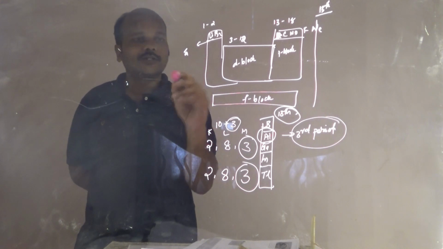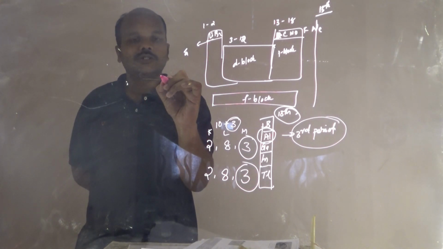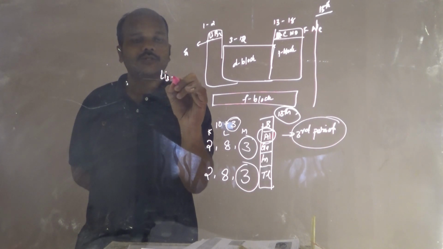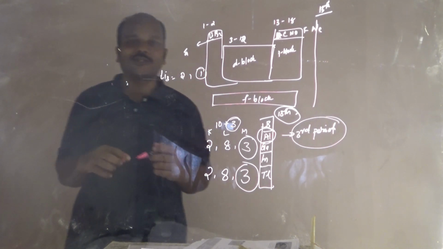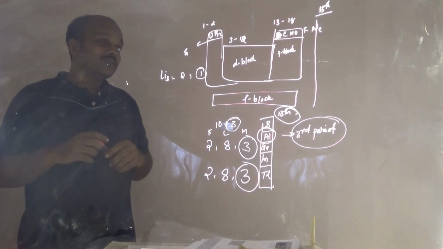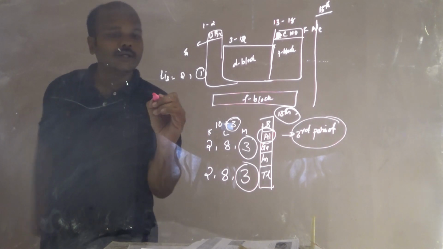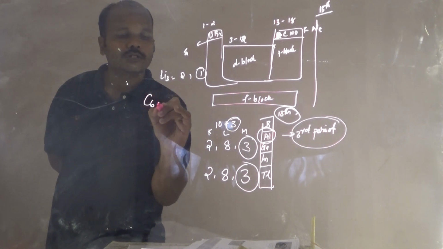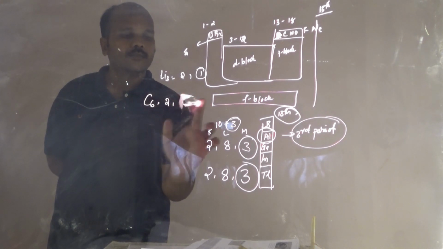If I take another example, lithium. Lithium is in the first group. Its atomic number is 3, so it is 2, 1. So only one electron is present in the outermost shell, right? If I take the example of carbon, its atomic number is 6. So it is 2, 8, 4. Sorry, 2, 4.